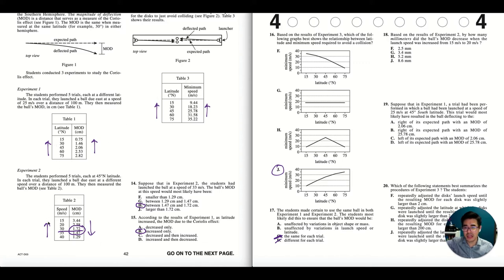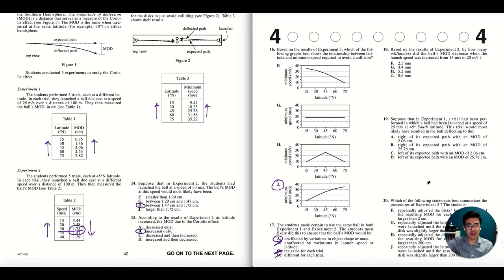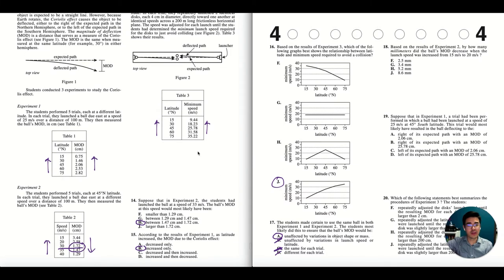Well, launch speed and latitude, it looks like, are the independent variables. So we do want it to be affected, right? That's the whole purpose of a scientific experiment. We want the independent variable to control or affect the dependent, and we want the control variable to avoid confounding.